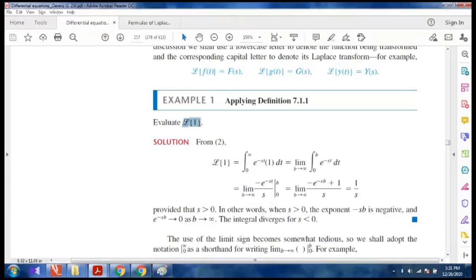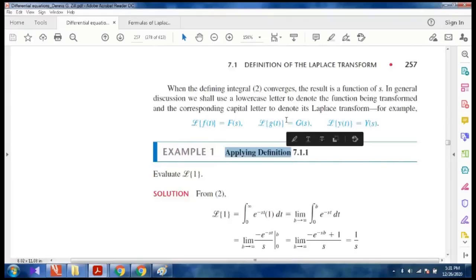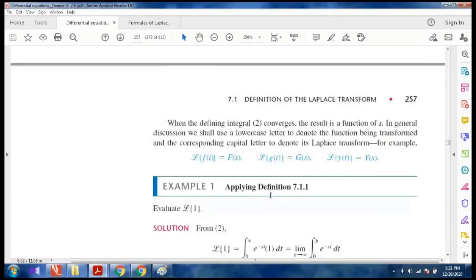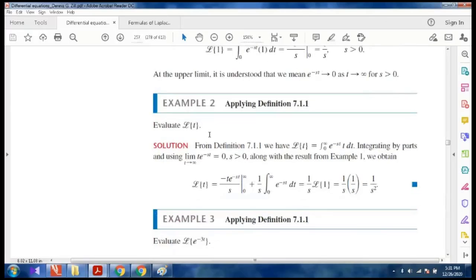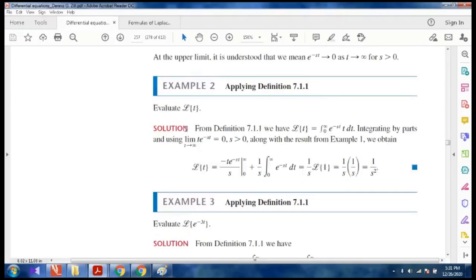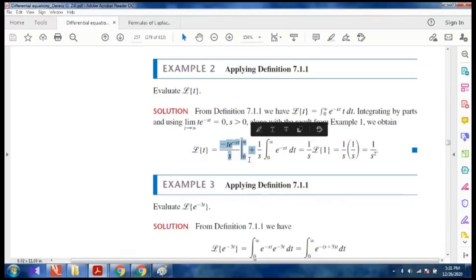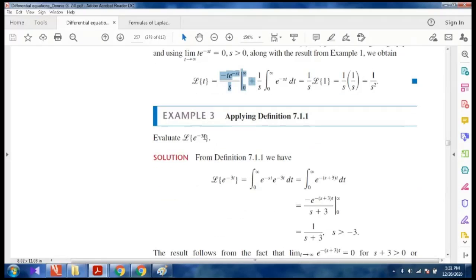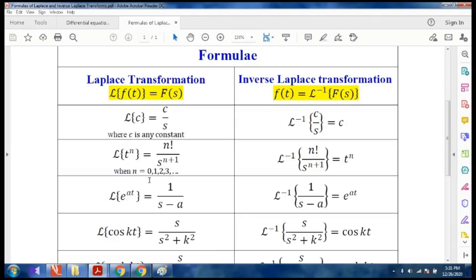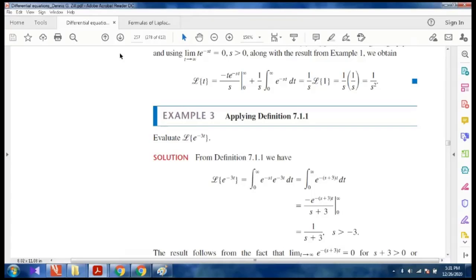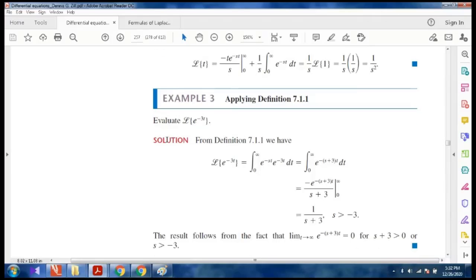So the problem has been solved using this definition. I will request you to go through example 2, example 3. All these problems have been solved by using the basic definition. The process is the same. But now we will apply these formulas to get the direct result, because in the final exam there is 99% probability of this type of questions.